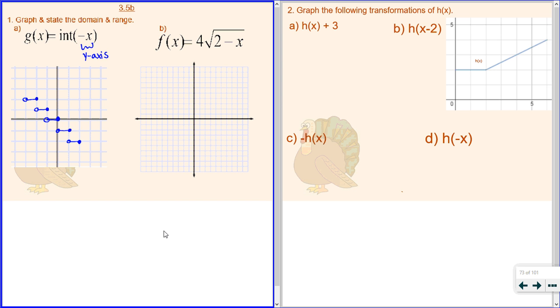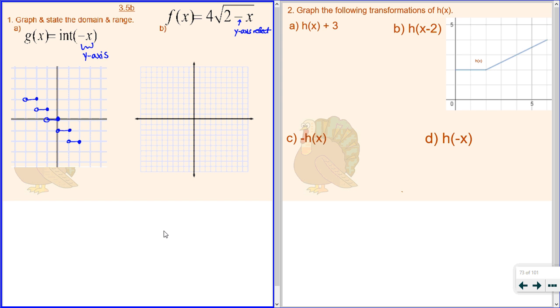Then we have a bunch of transformations of b. So if we're looking at b, what does the negative x do? Yeah, so that's a y-axis reflection. And again, to figure out what you do in which order, you go from the inside out. So you start with the x is negative, so that's a y-axis reflection.